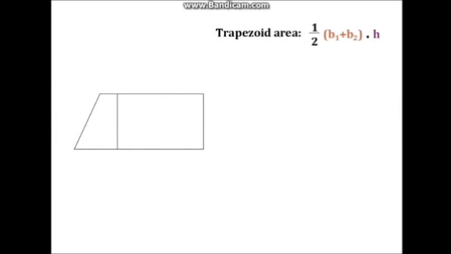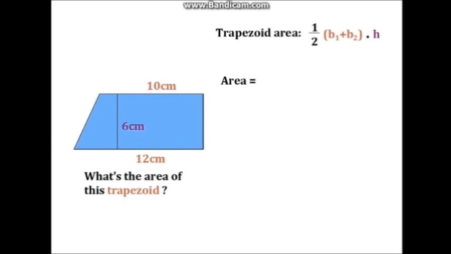So here's the trapezoid. And let's say its side has length of 12 cm. And this parallel side has length of 10 cm. And let's also say the vertical side between the sides is 6 cm. So what's the area of this trapezoid? By the use of 1/2 times (b1 plus b2) times h, you can solve this problem. First, you need to write 1/2. Then substitute the base 1, which is 12 cm, and base 2, which is 10 cm. Then the height, which is 6 cm.